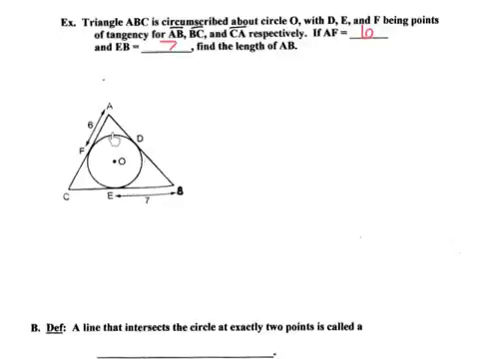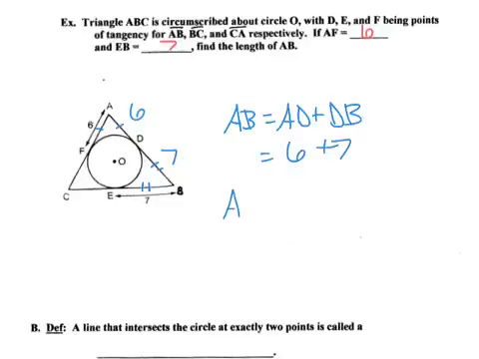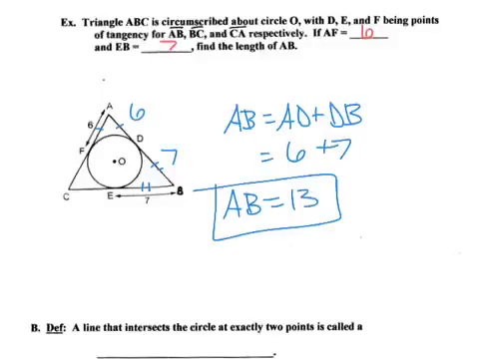So what we know is that each segment from a point to the point of tangency is going to be congruent. So AF is going to be congruent to AD, which makes AD 6. Same thing down here. BE is going to be congruent to BD, which makes that 7. So the whole length AB is equal to AD plus DB, which means it's 6 plus 7, and AB is 13. That's all you have to do. Don't make it complicated.